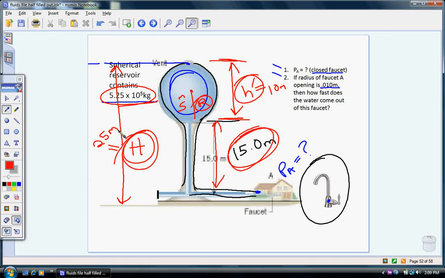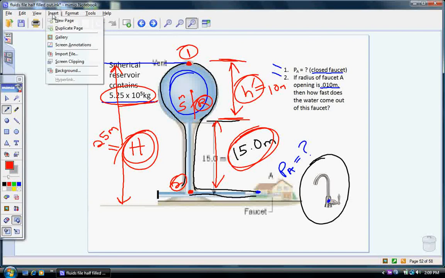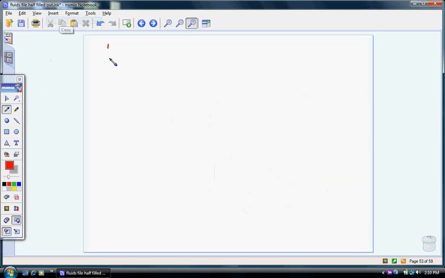Now, knowing that this point over here, which I can call point 1, is 25 meters off the ground, I can find the pressure down here, which I'll call point 2, using that pressure depth formula. So basically, I know that P2 equals P1 plus rho g h.